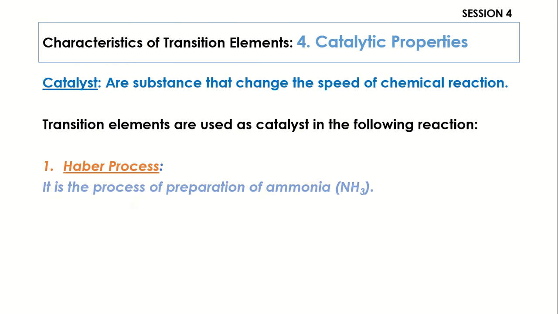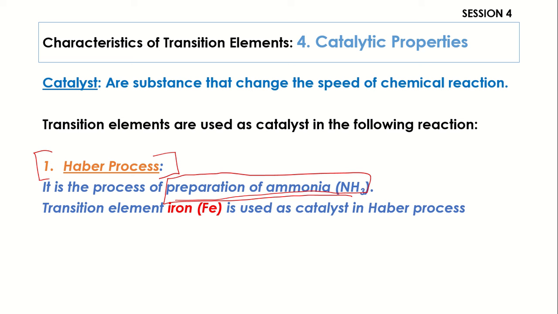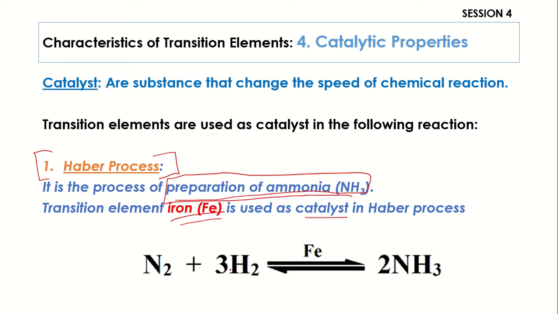In the Haber process, the first process that we have to learn, the Haber process explains how to prepare ammonia. During the preparation of ammonia, the transition element iron is used as a catalyst. In this chemical reaction, nitrogen reacts with hydrogen and ammonia is formed.